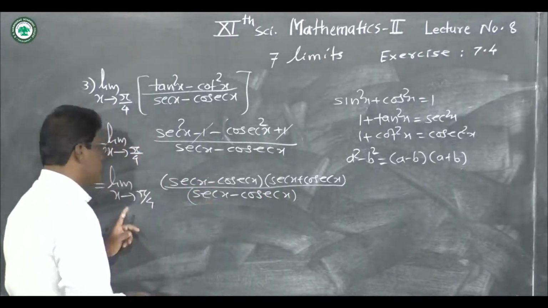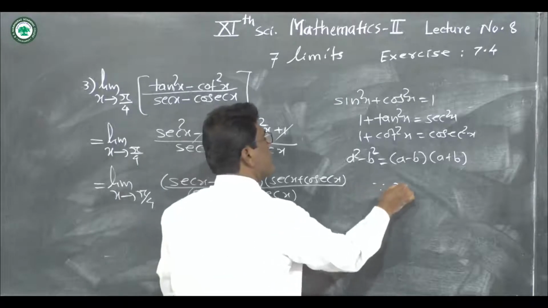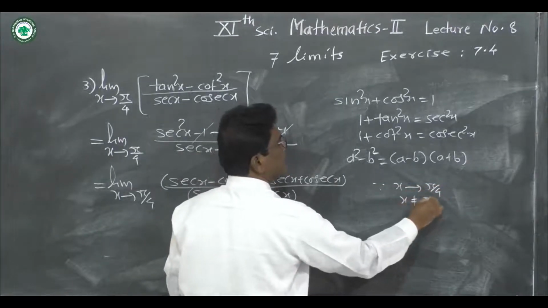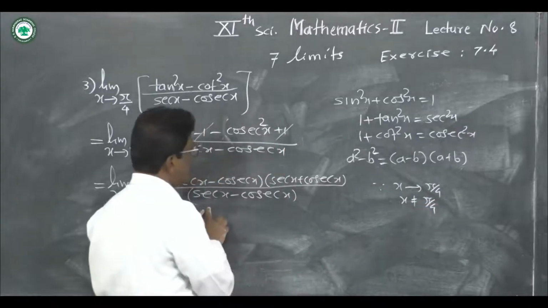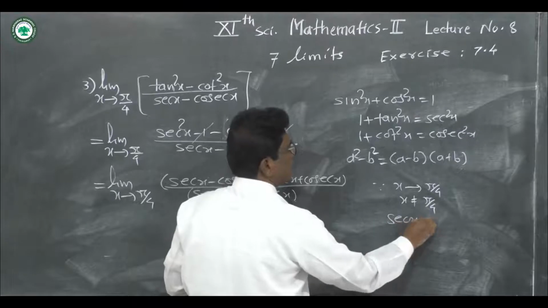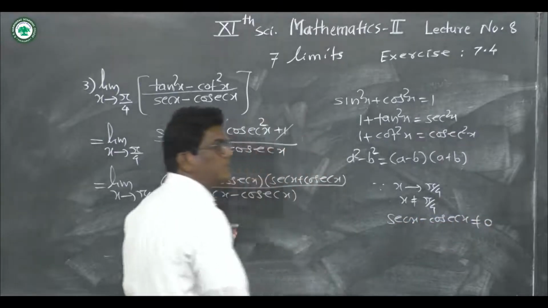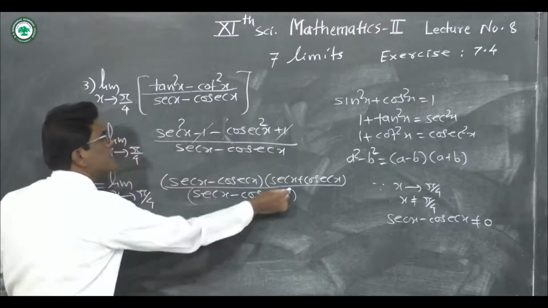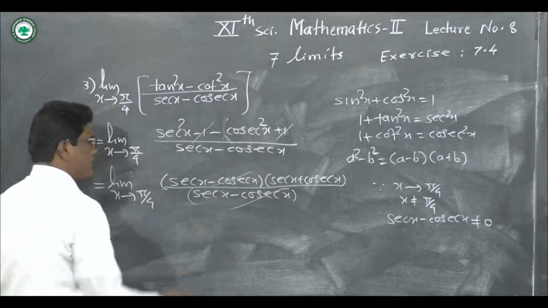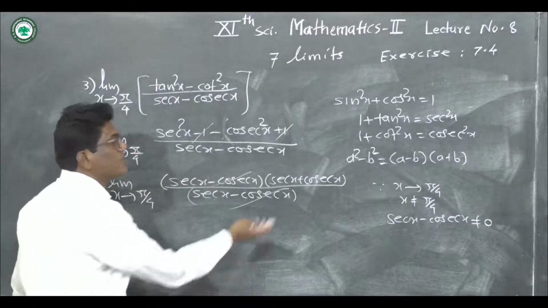Why do we cancel this common factor? We have to write the reason. As x tends to pi by 4, x tends to pi by 4 means x is not equal to pi by 4. Means here sec x minus cosec x is not equal to 0. And so we cancel this common factor sec x minus cosec x. Now here remains only sec x plus cosec x and the denominator is 1.